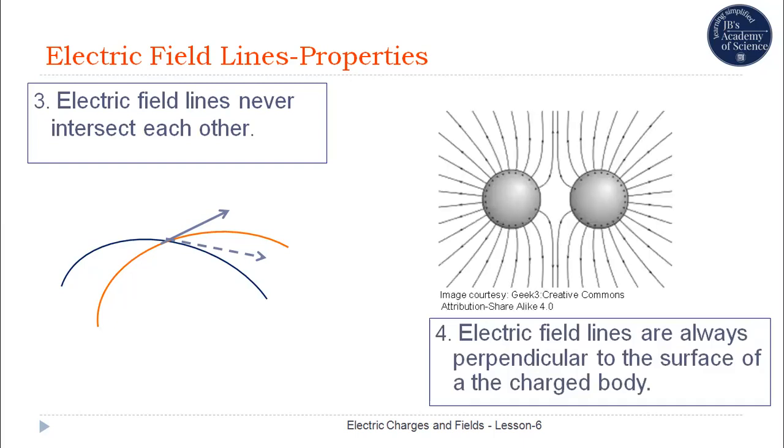Electric field lines are always perpendicular to the surface of a charged body. Consider the figure. A body is charged. Electric field lines will be emerging out of the charged body if it is positively charged, or going towards the body if it is negatively charged. Here, a positively charged object is shown. Look at the electric field emerging out of this charged object. Each electric field line is perpendicular to the surface of the body.